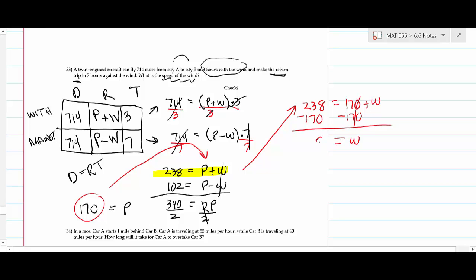Okay, so that would be like, what is that, 58? Or is that 68? That's 68, isn't it? Okay, so you'd have 68 miles per hour would be the speed of the wind.